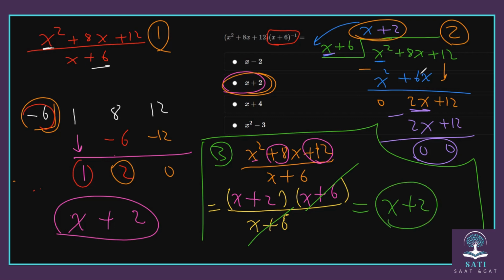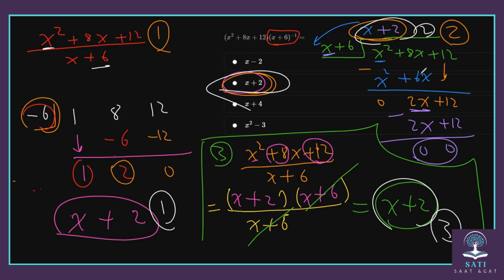So that means you have three ways. This is the first way, here you find the same answer, x plus 2, the second way, and here you find x plus 2 the third way. So you choose x plus 2 as the answer for them all.